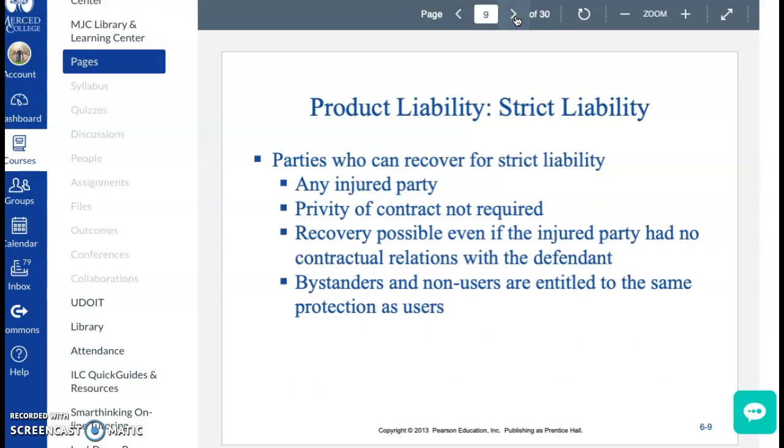They can recover, parties who can recover, again, the injured party, privity of contract. So let's say they bought it from an eBay dealer. They could still hold the product company liable. They can't hold the person that sold it on eBay liable, but they can hold the product person, the company liable, excuse me.